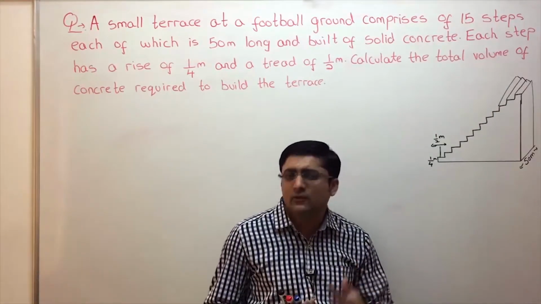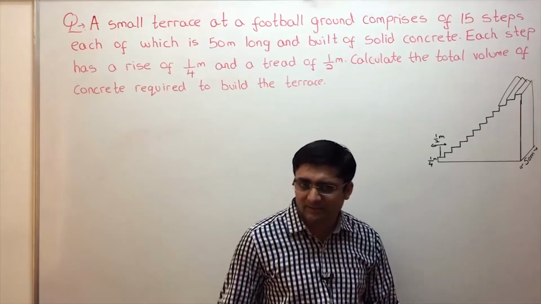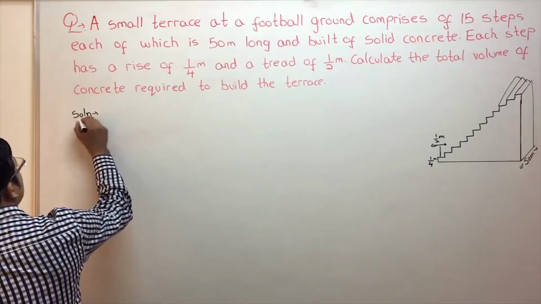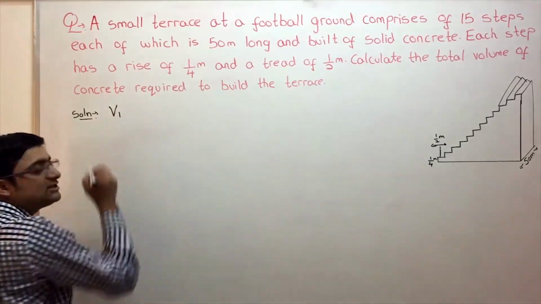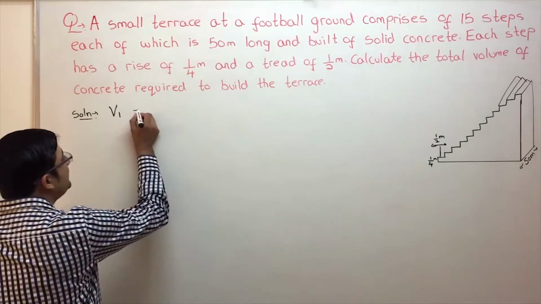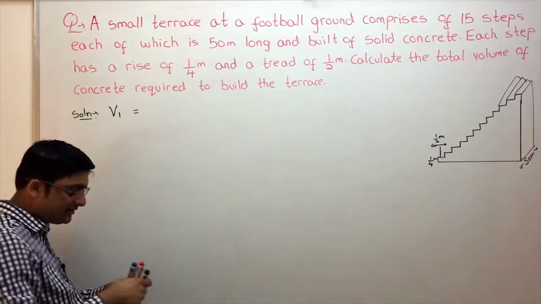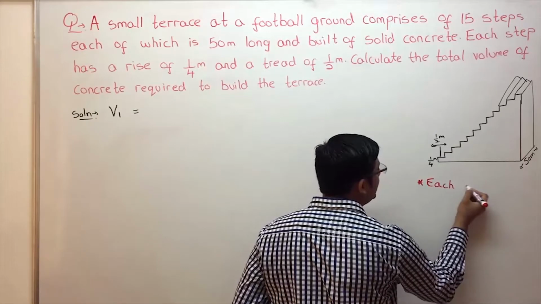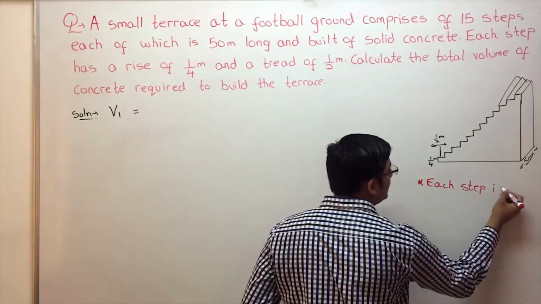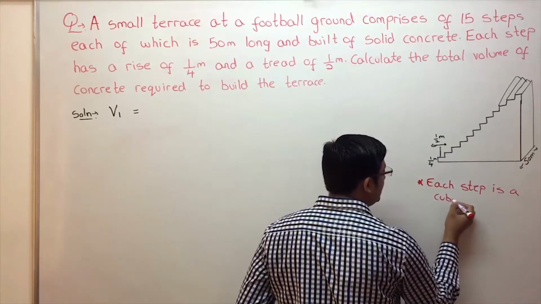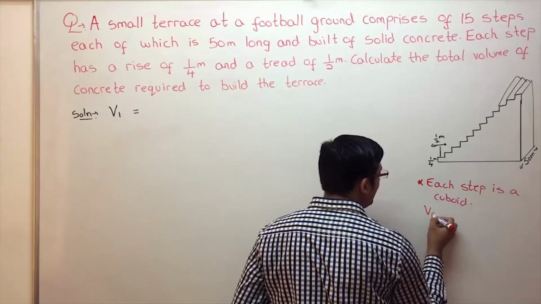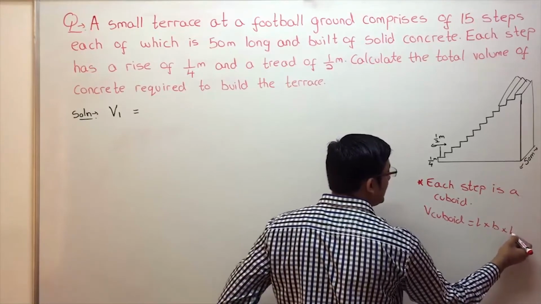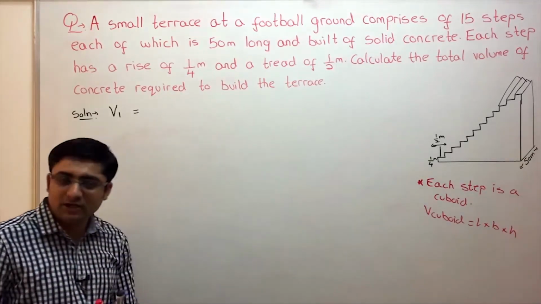I'll find the volume for the first 3 steps and let's see whether we get a pattern or not. Solution: V1 represents the volume for the first step. It is equal to length into breadth into height. Basically each step is a cuboid, and the volume of a cuboid is length into breadth into height. So V1 represents the volume of the first step.